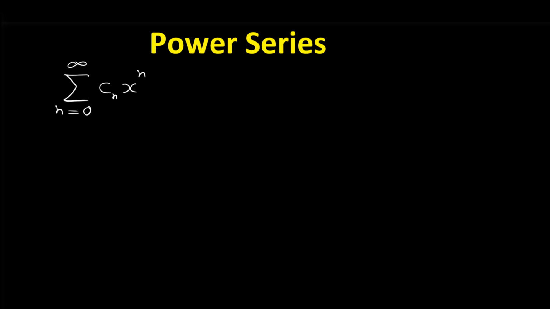In this formula, x is the variable and the c sub n's are constants, which we call the coefficients of the power series. If you put 0 for n, the first term of the power series is c sub 0. If you put 1 for n, the second term is c sub 1 x to the power of 1. If you put 2 for n, we get c sub 2 x to the 2, c sub 3 x to the power of 3, and so on.